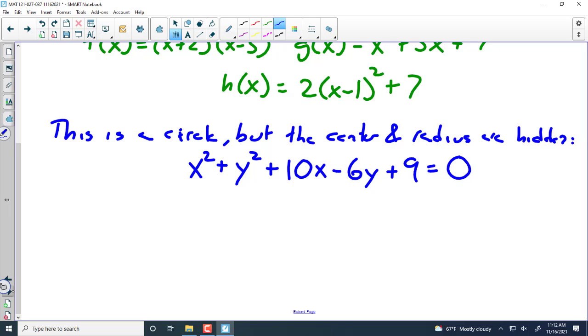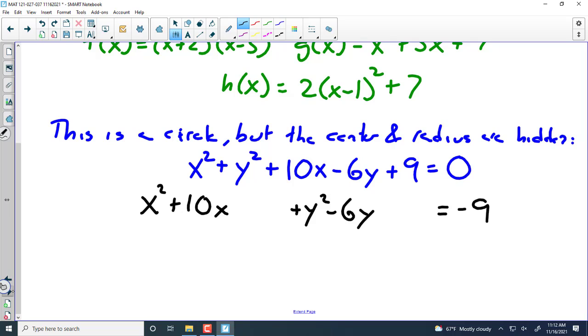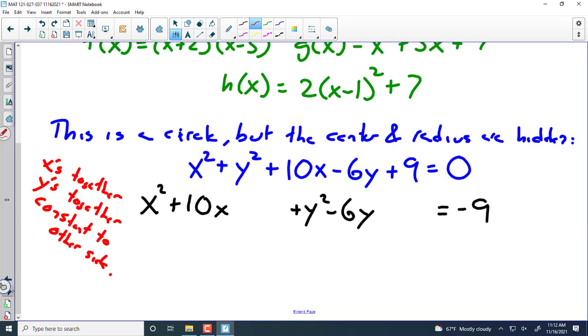What I'd like everyone to do is rewrite this so it says x squared plus 10x, then leave a space and put plus y squared minus 6y, then leave a space, and we're going to subtract the 9 from both sides. So all I'm doing, everyone, is rearranging the terms. I'm putting the x's together, I'm putting the y's together, and I'm moving the number to the other side. Everyone okay so far?